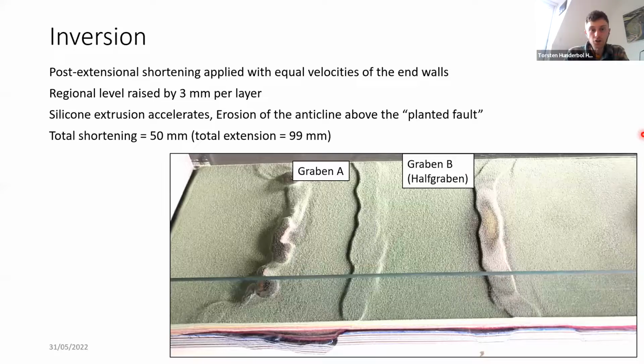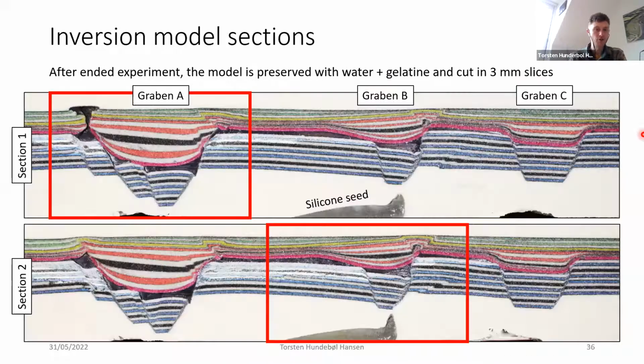So we shortened the box 50 millimeters in total, so basically half as much shortening as earlier extension. That gave us these sections here. So we preserved the model with water and gelatin and cut it in slices afterwards. I'm going to zoom into two specific areas here, the graben A, where we have salt diapirs, and also graben B above the silicone seed here, where we saw a lot of relative uplift.